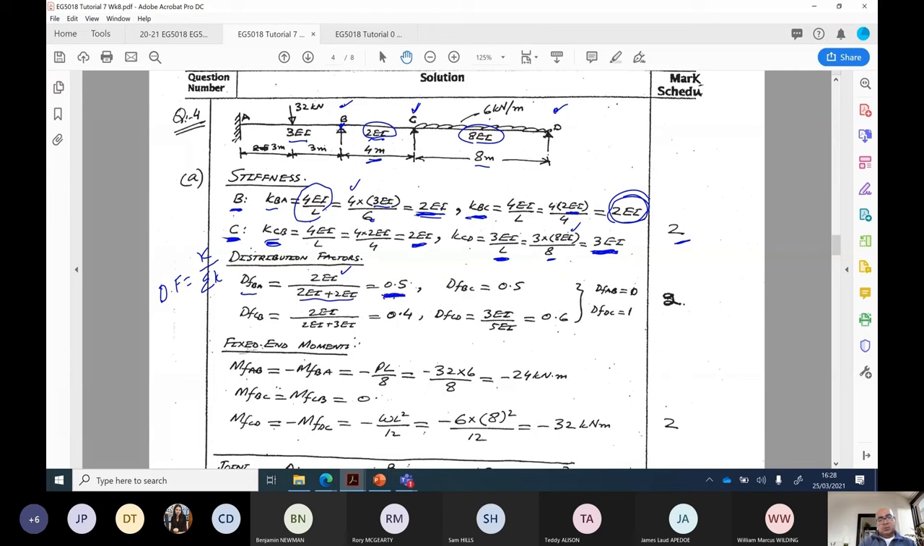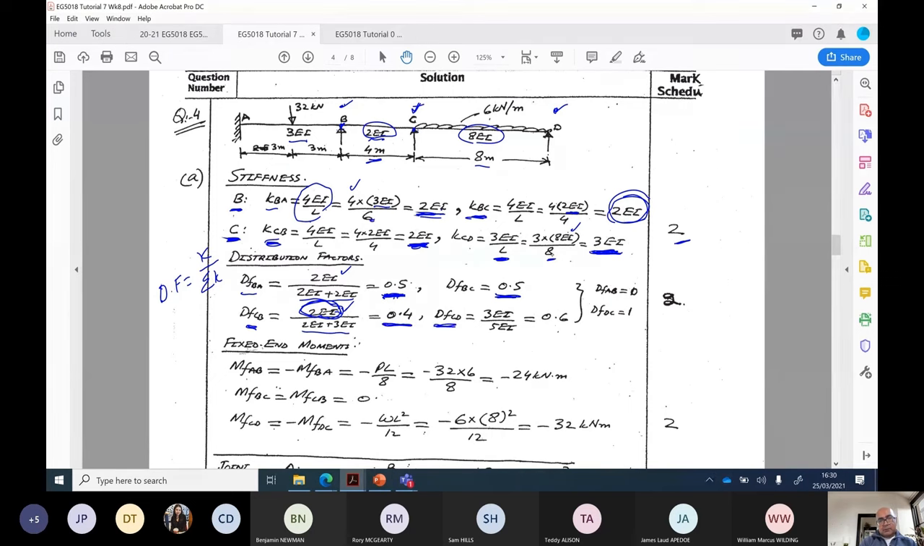The total distribution should be 1. If this is 0.5, for the other member, it should be 0.5 as well, if there are two members connected. And then I move to joint C. Now joint C is connected with two members, CB and CD. If I am considering CB, then I will put its stiffness in the numerator, and the stiffness for CB is 2EI, divided by all the stiffnesses which are entering into that joint. For C, CB is 2 and CD is 3. So simply add that up. Now this is giving us 0.4.